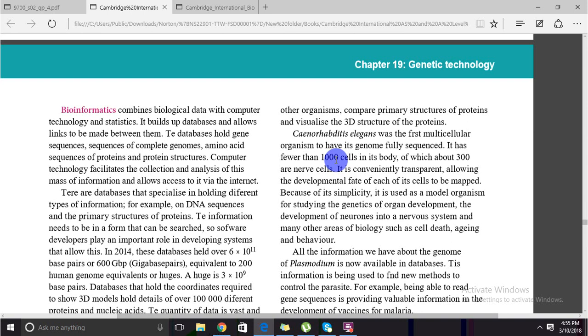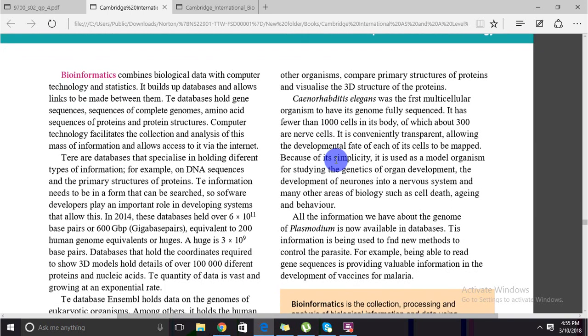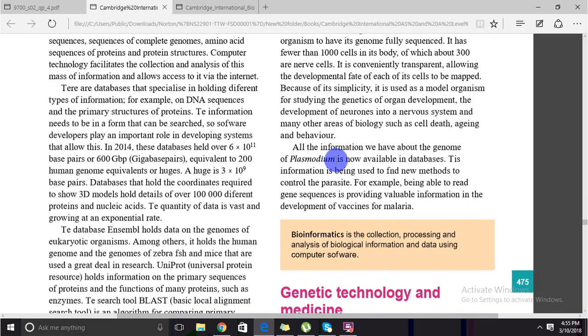And now all of the information we have about the genome of Plasmodium is available online. And this information is being used to find new methods to control the parasite. For example, being able to read gene sequences is providing valuable information in the development of vaccines for malaria. And this is it about the bioinformatics topic.